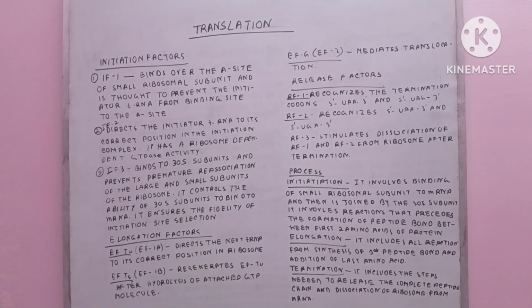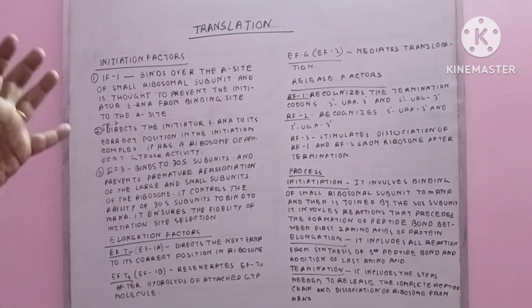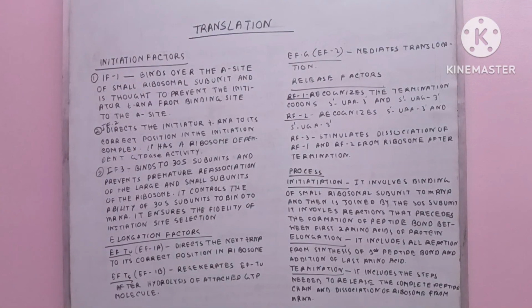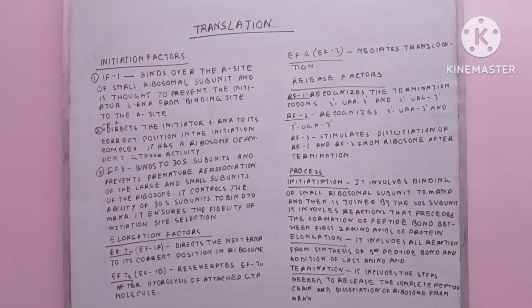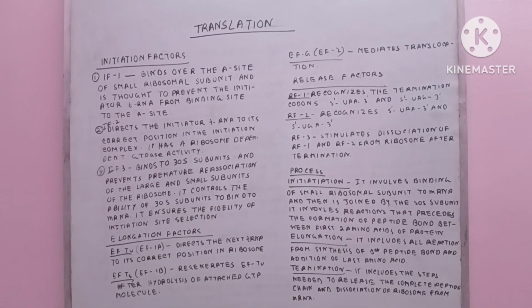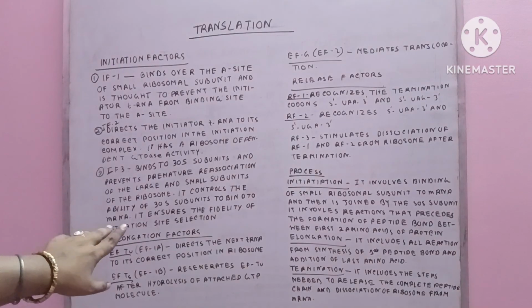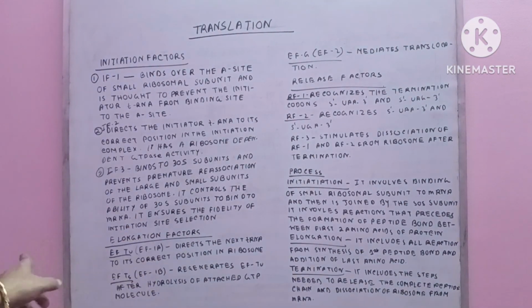So these are the three functions, and in the next video we will learn how IF1, IF2 and IF3 function in the translation process. Here we just briefly understand their functions. Next, the elongation factors: EF-Tu, EF-Ts and EF-G. EF-Tu, which you can also call EF1A, directs the next tRNA to its correct position in the ribosome.